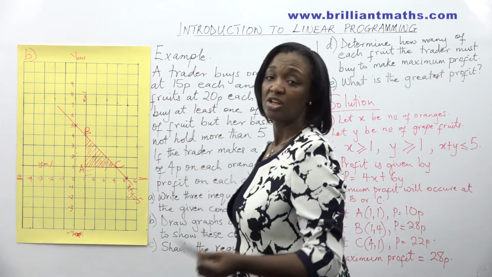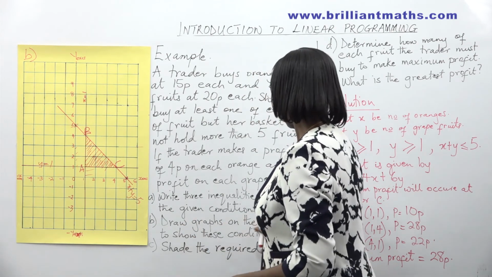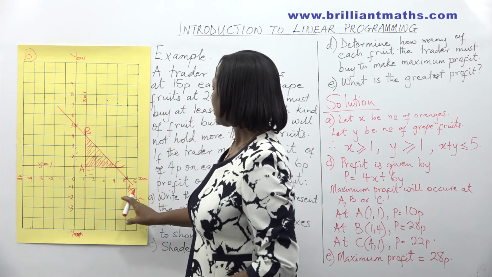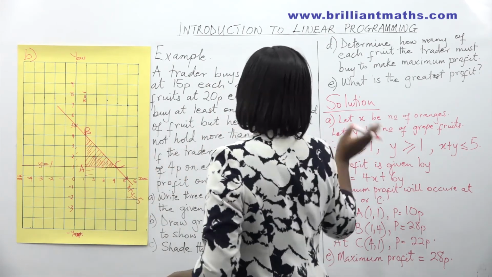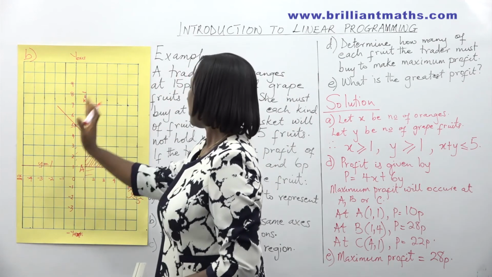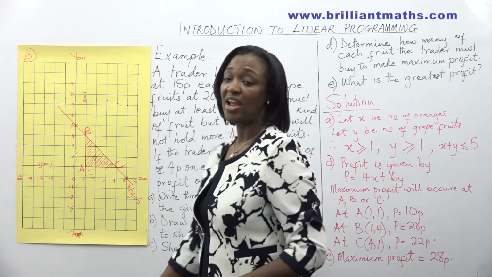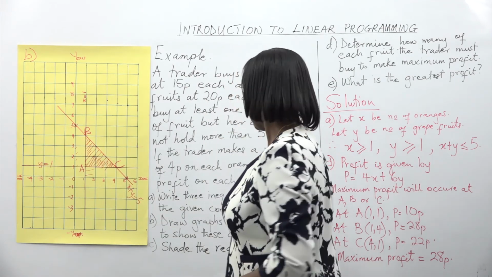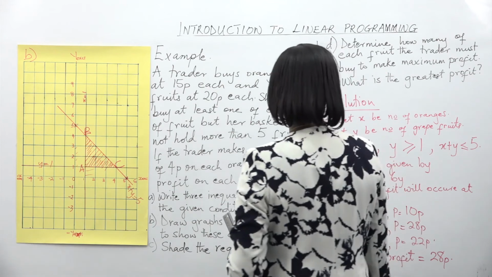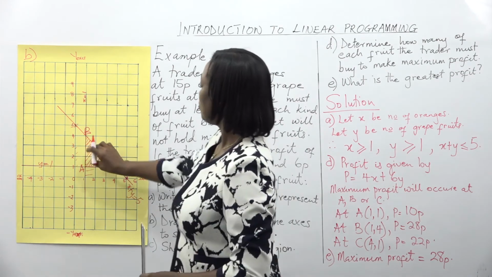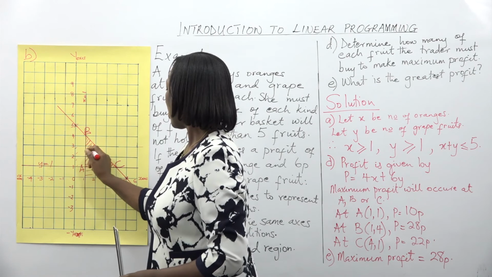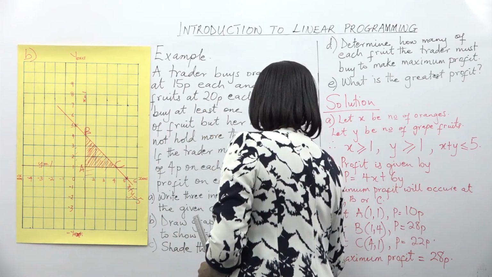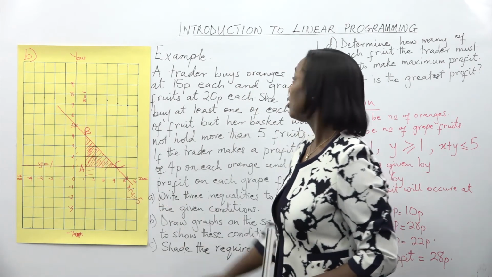All right. So that's the required region that satisfies the conditions. B says draw graphs on the same axis to show these conditions. So we've drawn the three graphs, x greater than or equal to 1, y greater than or equal to 1, and x plus y less than or equal to 5. And this is the region that satisfies the three conditions. Let's go to C. C says shade the required region. We've shaded it. That is the required region, triangle ABC. Let me just put it there for you to see. Triangle ABC is the required region.